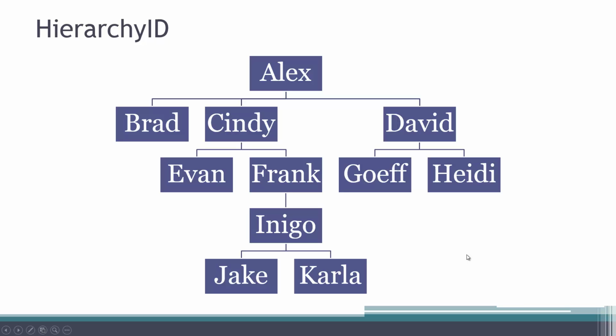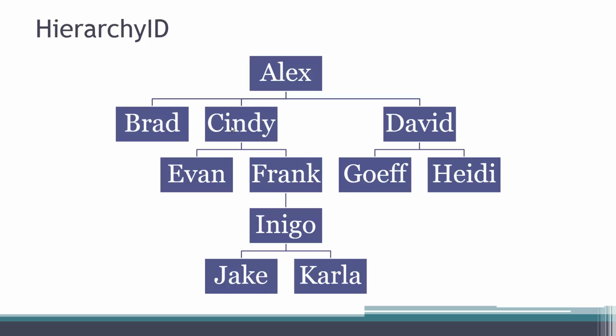There are several different ways to represent this structure in a database, where you have one row for Alex, one row for Brad, one row for Cindy, one row for David. There are several ways to indicate the relationship to each other in the database. One of those is hierarchy ID. The way the hierarchy ID works is you create that column and for Brad, you indicate who my parent is. Alex is my parent. Evan, my parent is Cindy. Cindy, my parent is Alex. And you do that all the way through, each one specifying their parent.